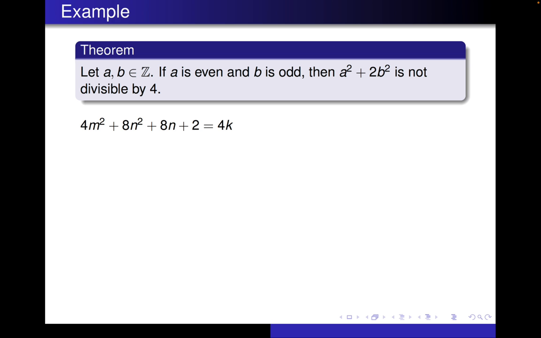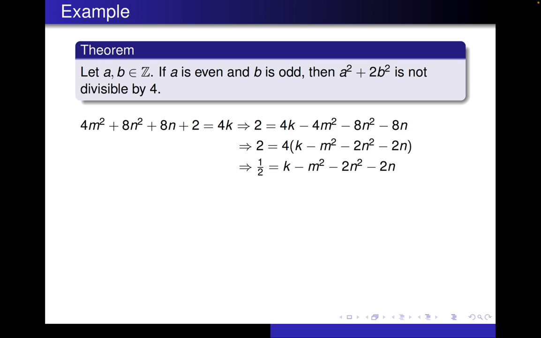Let's see. So I'm going to go ahead and put all the variables on one side of the equation and just a 2 on the other side. So we get 2 equals 4k minus 4m squared minus 8n squared minus 8n. And, oh yeah, you know what? Now that I have all those on the right-hand side, all of those are divisible by 4. So if I wanted to, I could factor out a 4, which I did. And then we can divide by 4. And we get 1/2 on the left side and a bunch of variables on the right side.